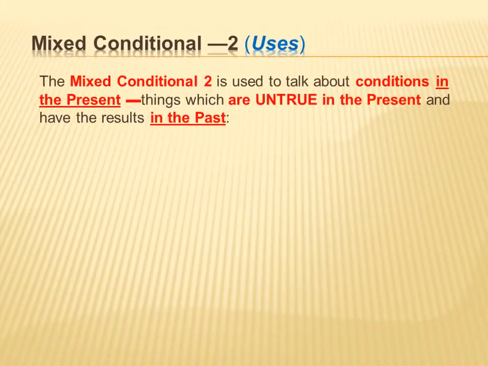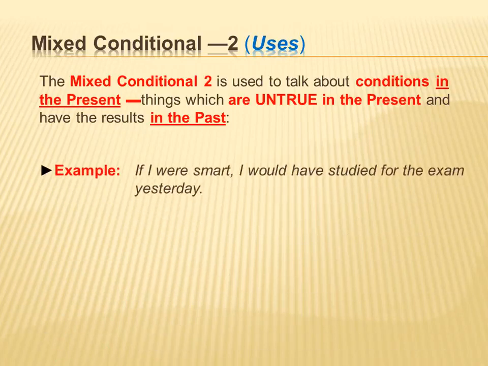And the mixed conditional talks about a condition in the past and the present, things which are unreal or untrue in the present and have a result in the past. If I were smart, I would have studied, for example, yesterday.